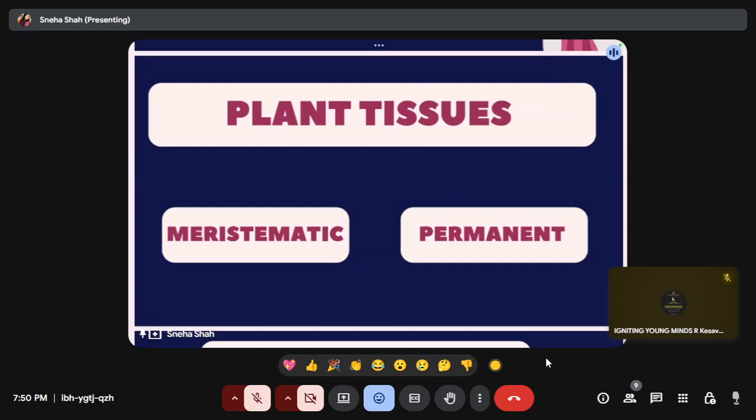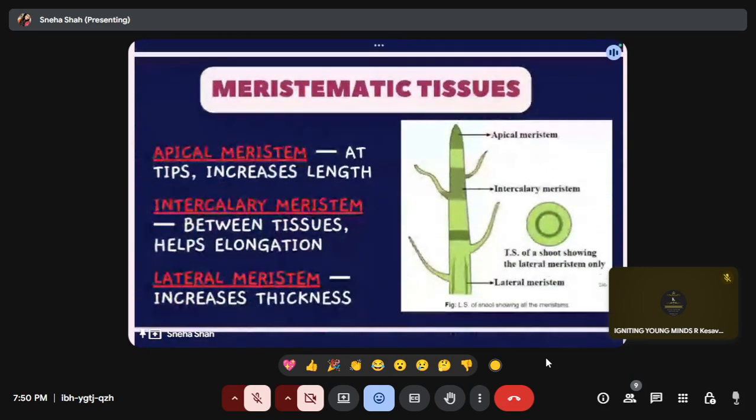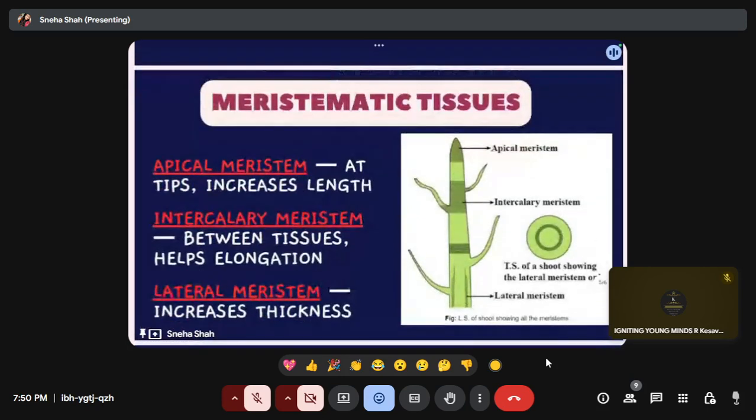Okay, we will not go into the details of permanent tissues today. We will simply understand the presence of meristematic tissues, and in the next session, when we learn about permanent tissues, we'll go into the details. So talking about meristematic tissues, we have three types of meristematic tissues, which are located. Meristematic means they are living tissues, they are growing tissues. They grow, they divide, and they provide the growth in the body of the plant.